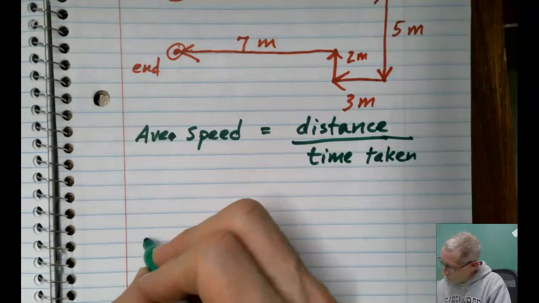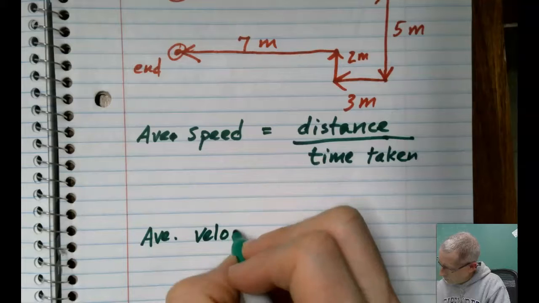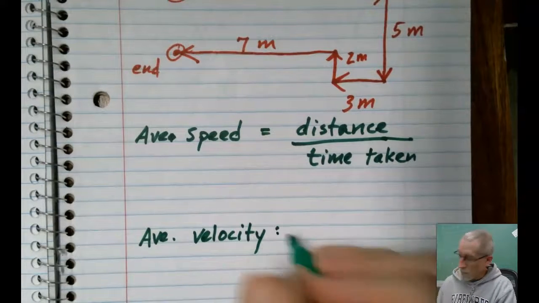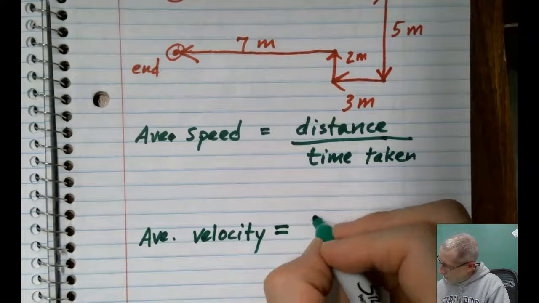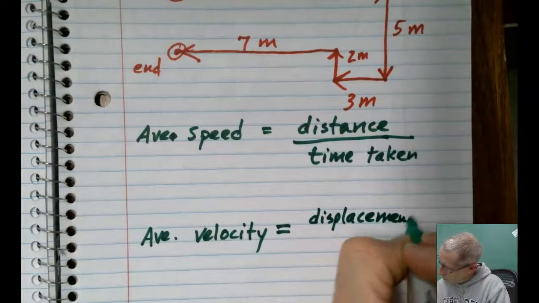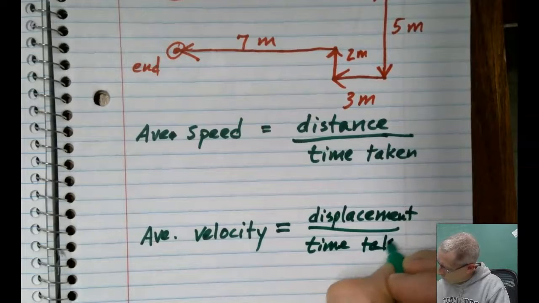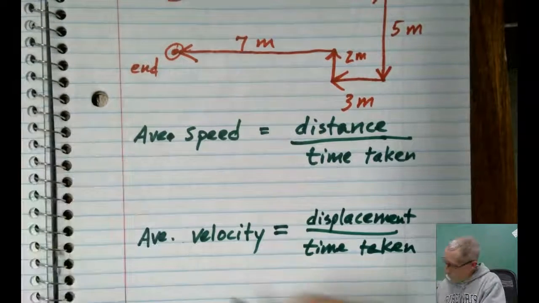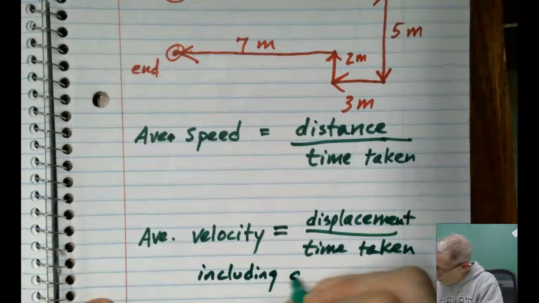But the average velocity, now we can use a V for velocity, and we often do. You're not going to get V mixed up with a number. The average velocity is the displacement divided by the time it's taken. And something I want to emphasize here, including direction.